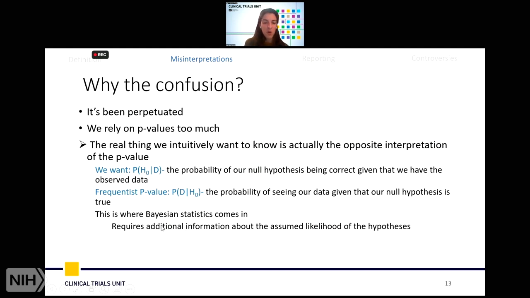But Bayesian statistics usually requires additional information, like the assumed likelihood of the hypotheses and all of those things. This is why some people prefer Bayesian statistics, because of that interpretation of it. But again, they're sort of the complement of each other in that way.